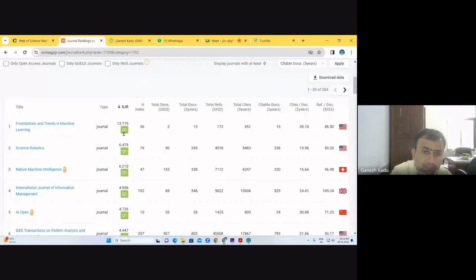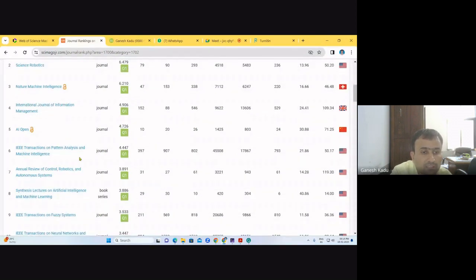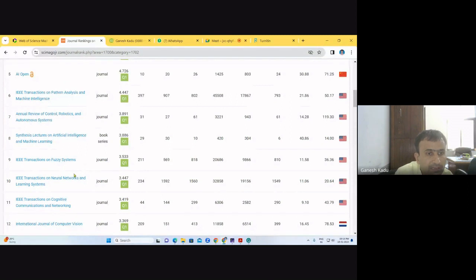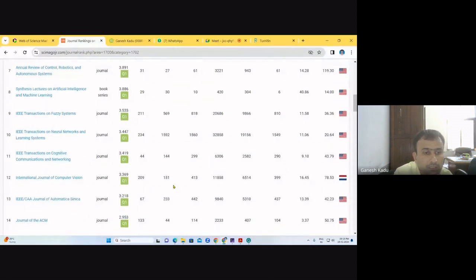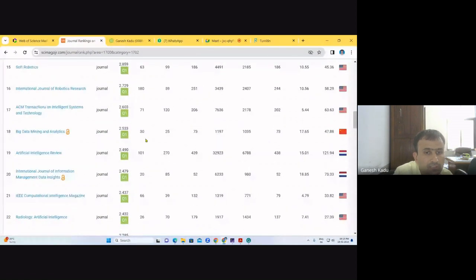And so quartile is, in my opinion, a better measure, SJR or quartile. So quartile one journals are likely to be good journals, but don't go by quartile alone. You will actually have to go to the website, check the kind of papers that are published, the editorial board. So there is some subjectivity involved, but these journals are likely to be good. So this IEEE Transactions, for example, is considered to be a good journal, I believe. Journal of the ACM. So these are all quartile one.